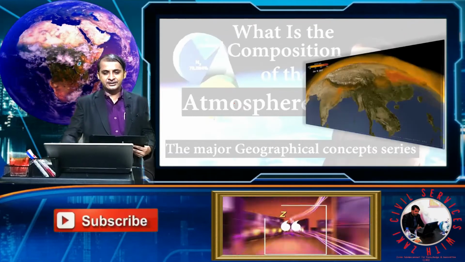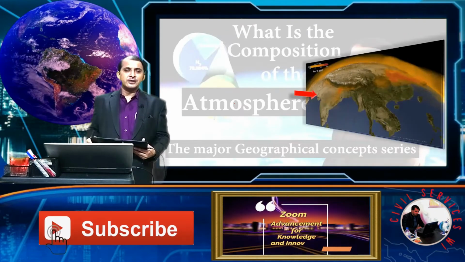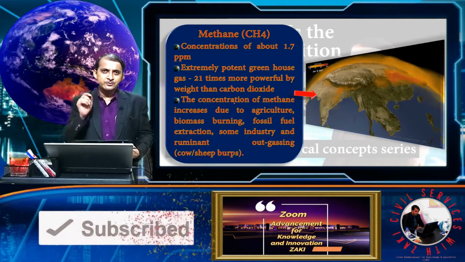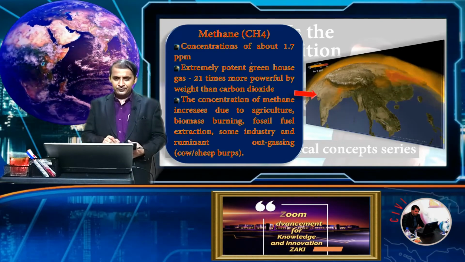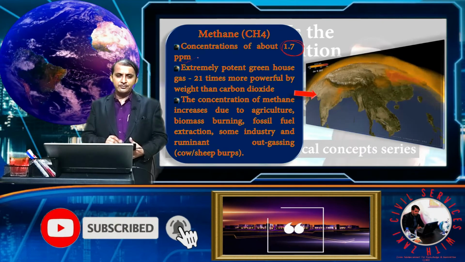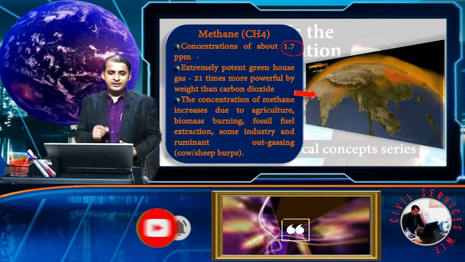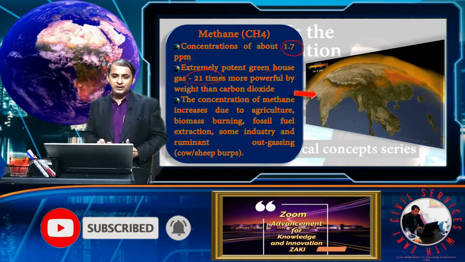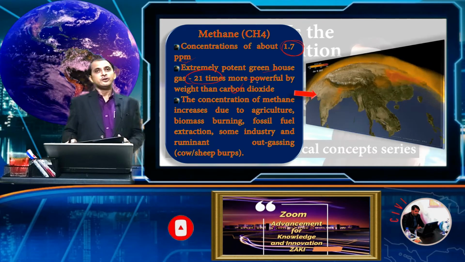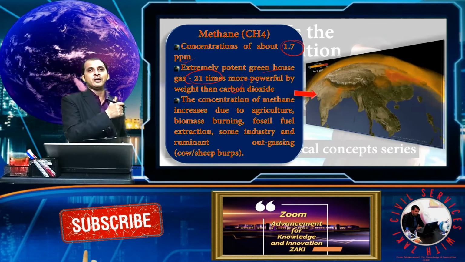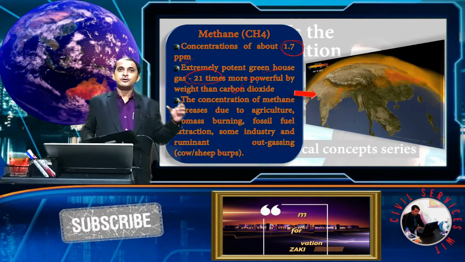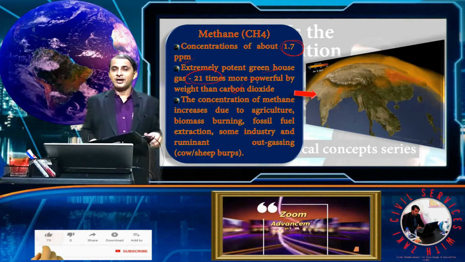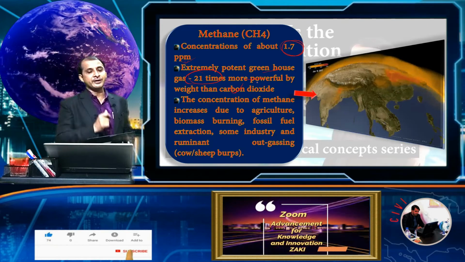Another variable gas is methane. Methane is one of the most important greenhouse gases. Its concentration is about 1.7 ppm. It is an extremely potent greenhouse gas, 21 times more powerful by weight than carbon dioxide. So it is a more harmful gas than carbon dioxide, with 21 times greater potential. That's why methane is a very significant greenhouse gas.